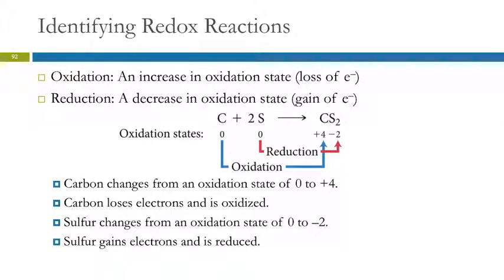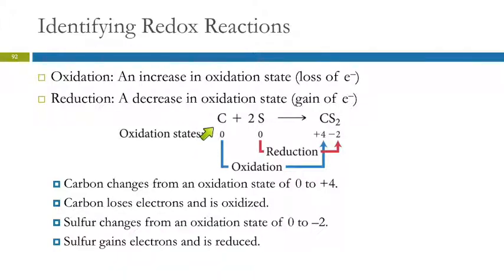So we learned to assign oxidation states, and now we're going to learn how we can use the oxidation states to identify redox reactions. We can define redox, oxidation and reduction, two different ways: by looking at the oxidation state or by looking at whether electrons are lost or gained. An oxidation is an increase in the oxidation state or a loss of electrons. A reduction is a decrease in the oxidation state. The oxidation state goes down, it's reduced, or a gain of electrons.